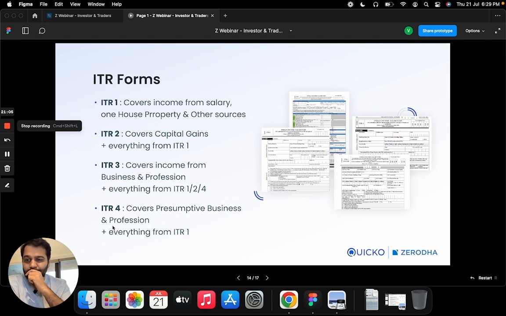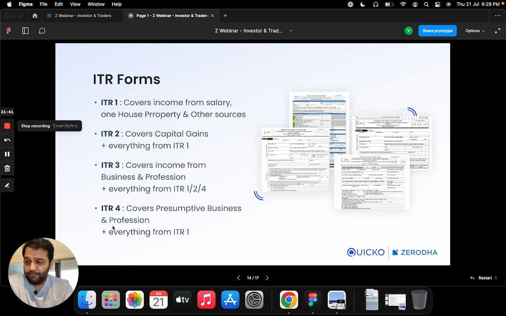Now, last but not the least, income tax return forms, right? So there are essentially forms in which you report your income, also called ITR forms. There are essentially 4 ITR forms that you need to care about as an individual taxpayer, which are ITR 1, 2, 3 and 4. So ITR 1 covers income from salary. It covers one house property and other income sources like savings interest, FD interest, dividend income, etc. ITR 2 covers capital gains plus everything that's covered under form ITR 1.